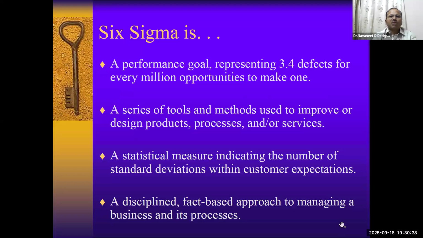As you can see, Six Sigma is a performance goal representing 3.4 defects for every million opportunities to make one. So after reducing so many defects or mistakes, they expect that out of every million opportunities, there should be only 3.4 defects. That's how, due to some serious research, they have come to this conclusion.